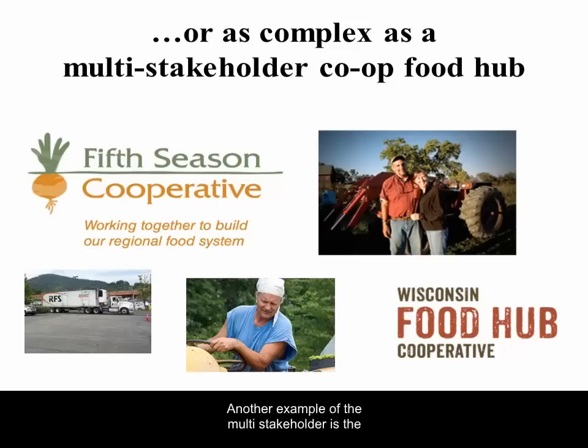Another example of the multi-stakeholder is the Wisconsin Food Hub Cooperative, a little bit more recent, and they're also playing the broker role of getting locally grown food into regional grocers. They have gone more the grocer route rather than the institutional route. So they are getting food into regional grocery stores, into the Cisco food distribution system, and into some high-end stores in the Milwaukee and Chicago areas. That's pretty exciting. So I just wanted to stress that there is a range in how you can use the cooperative model. It can be relatively simple, or it can be complex.